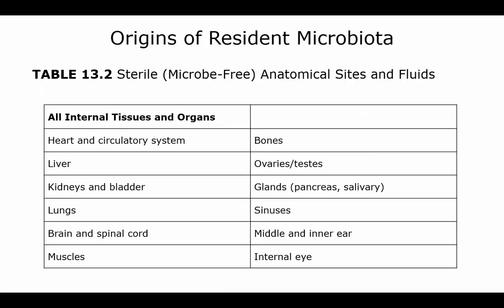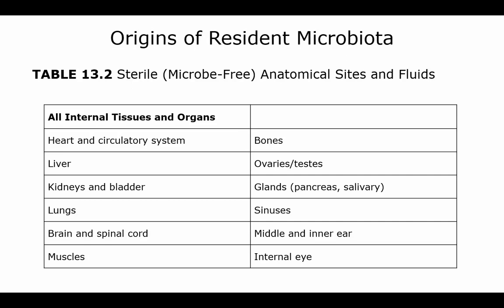Now, when we think about areas of your body that should be sterile, there's another table in your books. Table 13.2 is on that same page 400. These are some of the areas of your body that we would consider to be sterile. Remember that word sterile from the last unit: it means free of all microbes. So look at the list. We see heart, circulatory system, liver, kidneys, bladder, lungs, brain, spinal cord, muscles. All of these are internal cavities and organs that are not directly exposed to your external environment. And so because of that, we would assume that they are sterile.